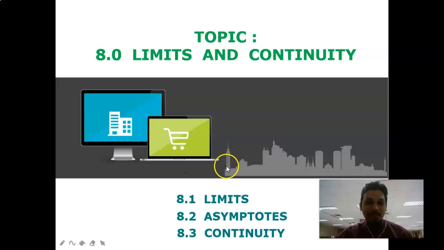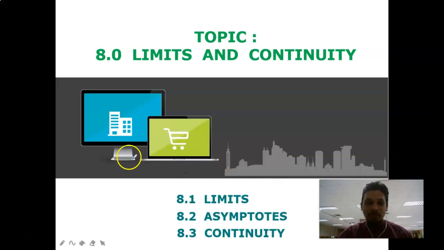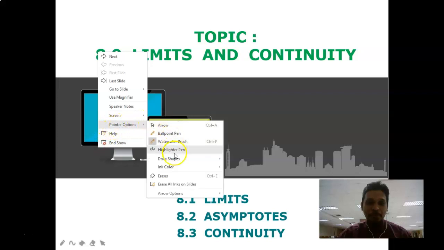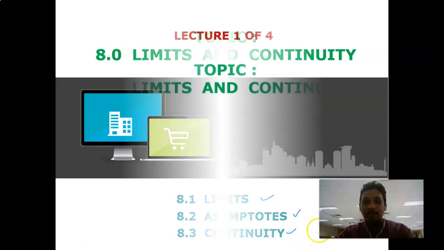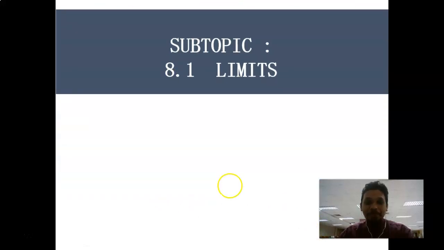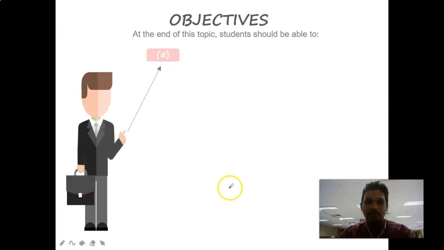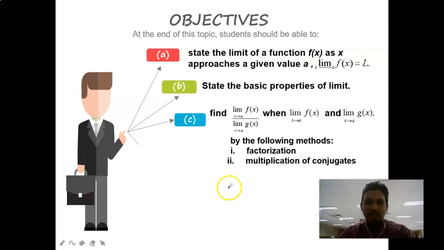In this video, we are now continuing our lecture, Topic 8: Limits and Continuity. I hope all of you are ready with your lecture notes in hand. There are three parts that we discuss in this topic: limits, asymptotes, and continuity. The first part, 8.1, is limit. Let's look into the content. What is it all about? We call this the limit.